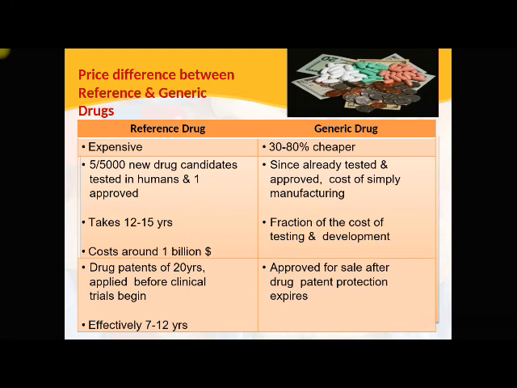Okay, so in case of reference drug, if we consider that clinical trials take around 6 to 8 years to conclude, then effectively the reference drug gets 7 to 12 years of the patent period, where they are the sole owner, or the sole seller of that particular reference product. So they can keep the prices as they want.